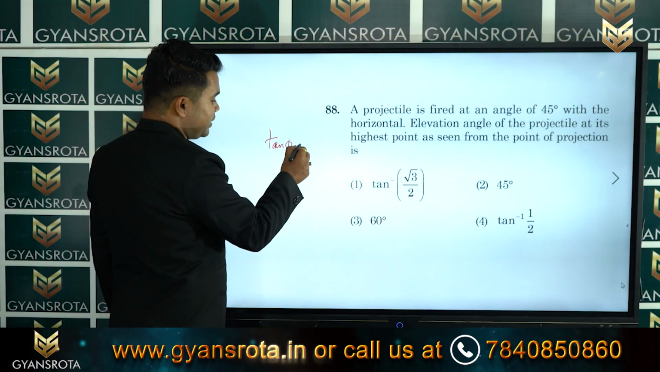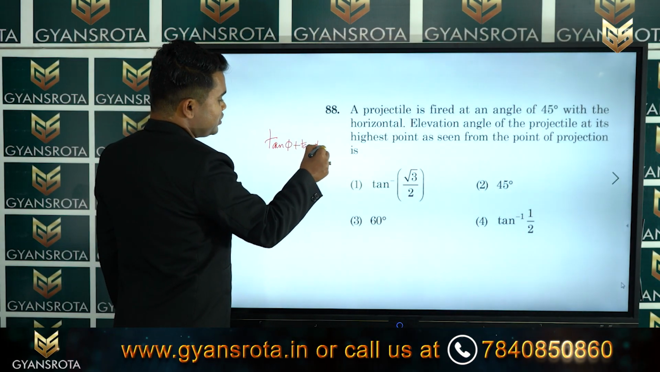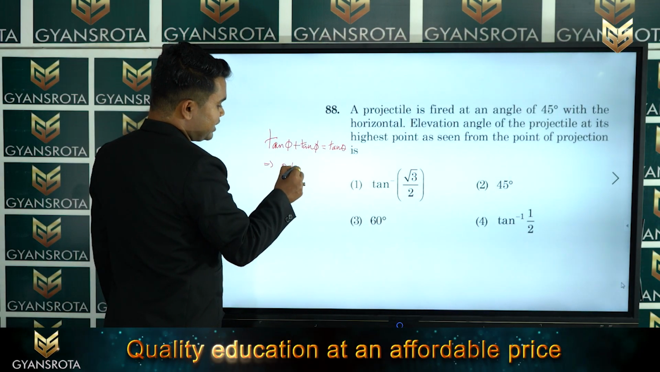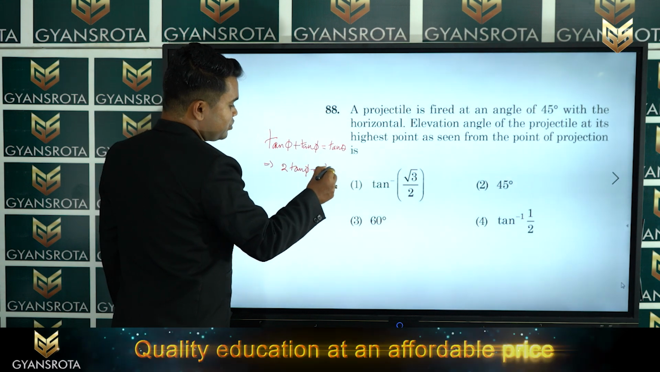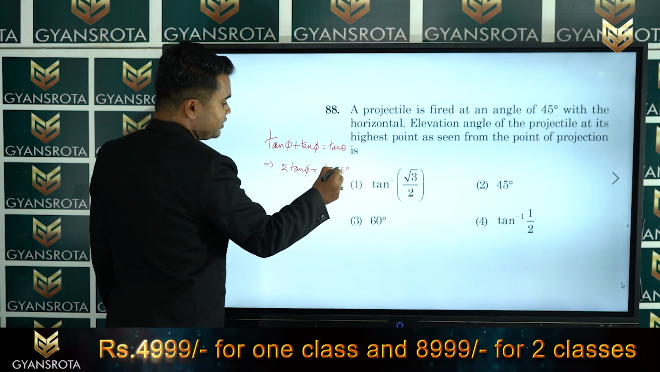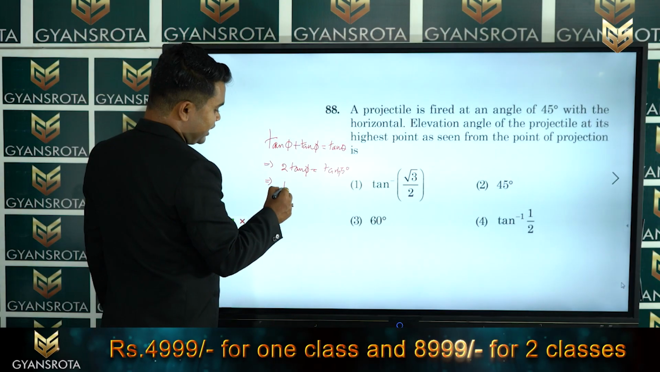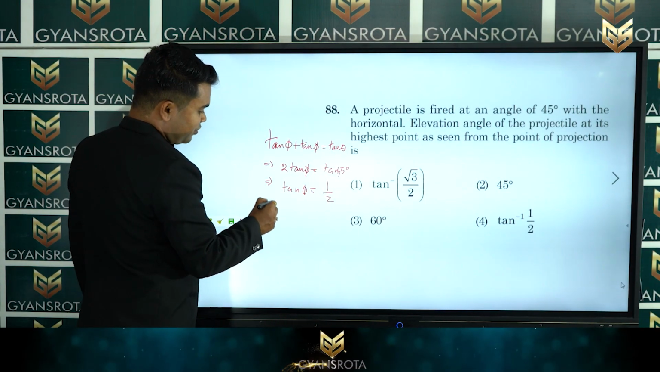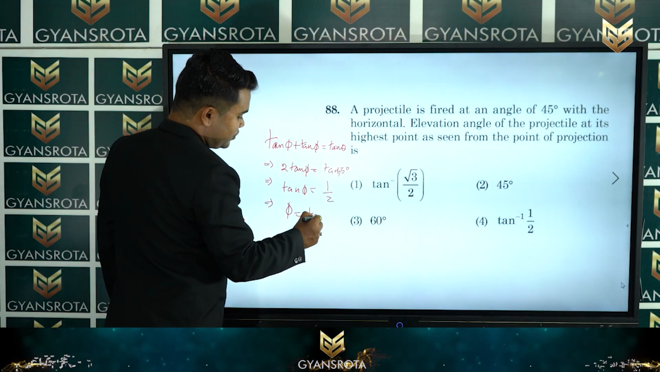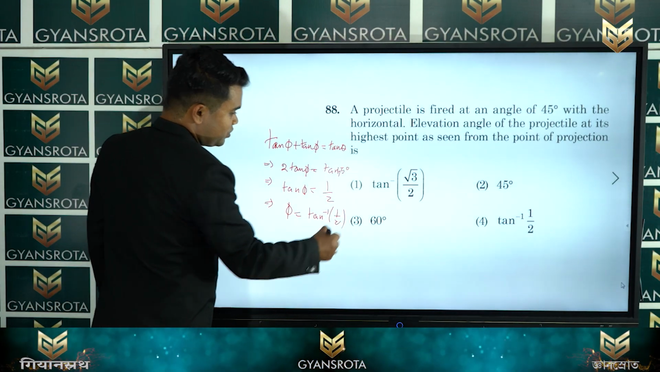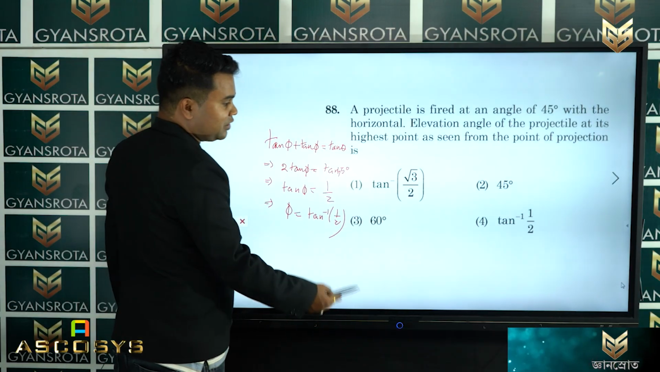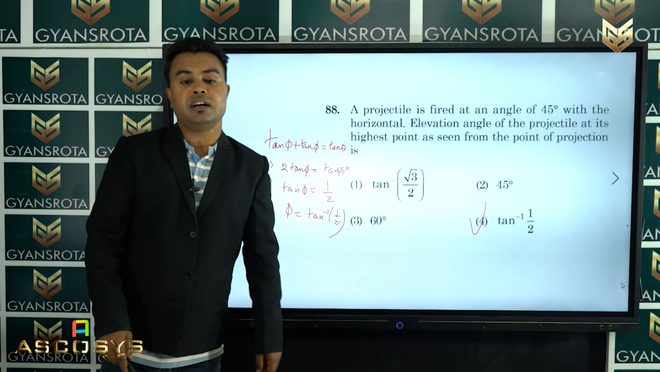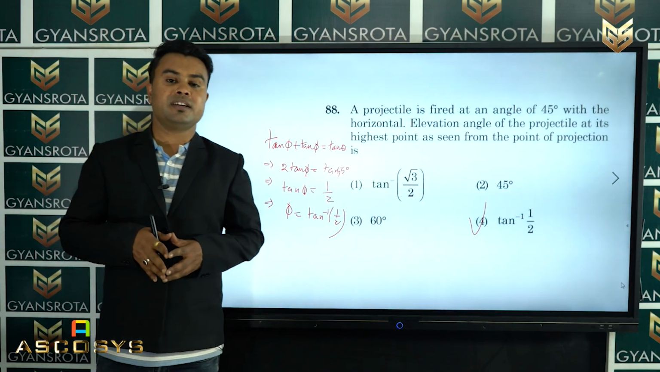Tan of phi plus tan of phi is equal to tan of theta for both the sides. So, it will be twice tan of phi is equal to tan of 45 degree. So, your tan of phi will be equal to half. So, your phi will be equal to tan inverse of half. So, this is a direct question, so I have solved it for you. So, option number 4 is the correct answer. Now, let us move to the next question, that is 89.